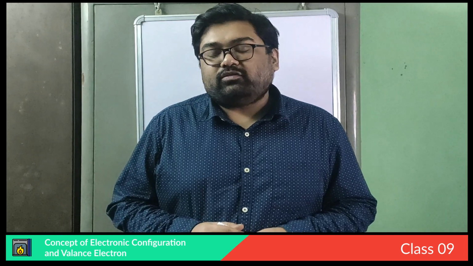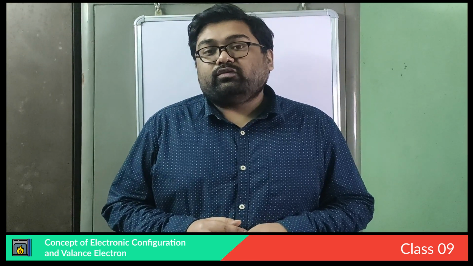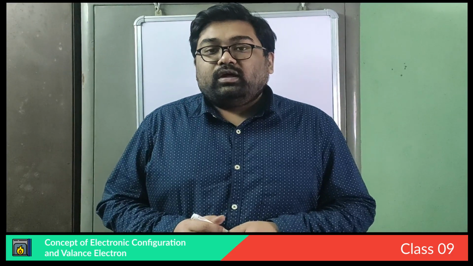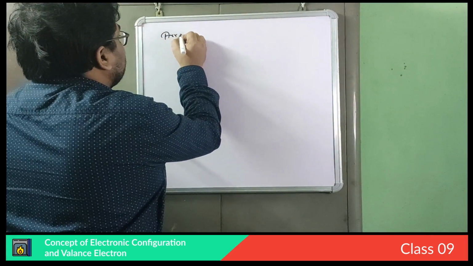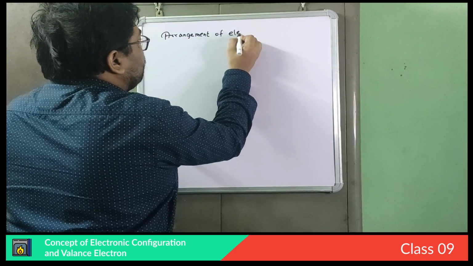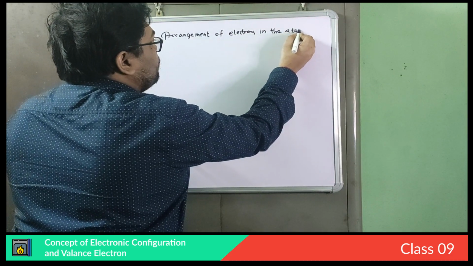In the previous class, we had a preliminary discussion about the structure of atom and the various experiments performed by Sir Rutherford and Niels Bohr, and we also discussed the stability of atom and the atomic number and mass number. Today, the topic that I will be discussing is the arrangement of electrons in the atoms, right?